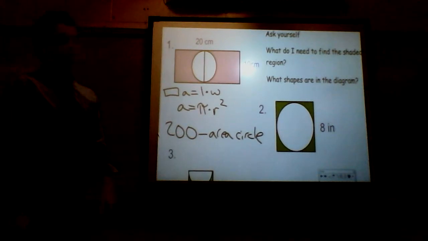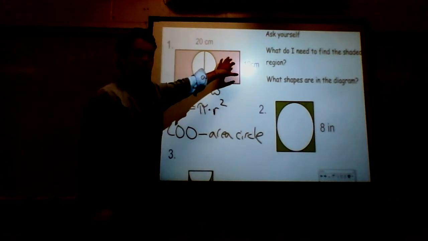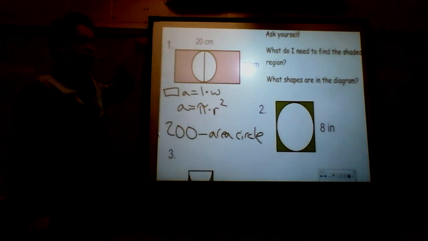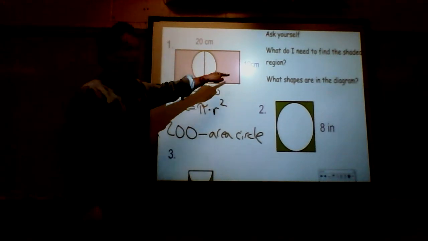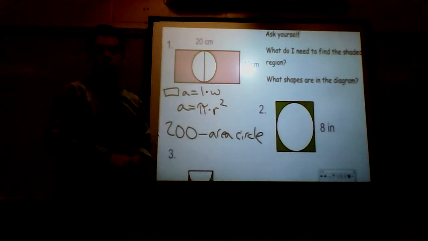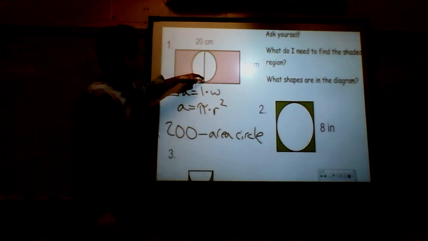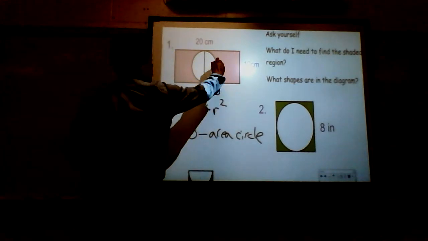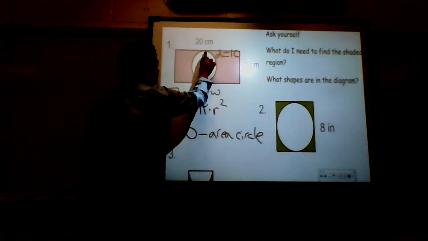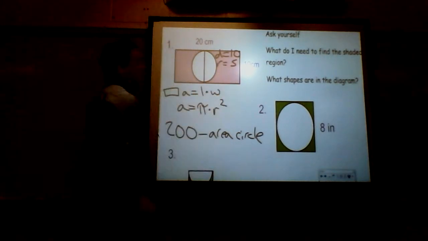So I know the whole rectangle has an area of 200. I just want to know the shaded region. So I have the whole rectangle, which is 200, and then I've got to take away the part that's not shaded. So I need to find the area of that circle. Looking at that circle, I see it has a diameter of 10. From top to bottom, through the middle is 10, which means it has a radius of half that, which is 5.